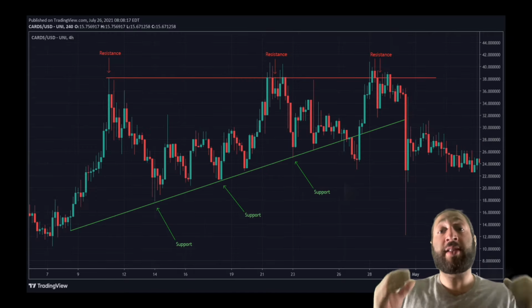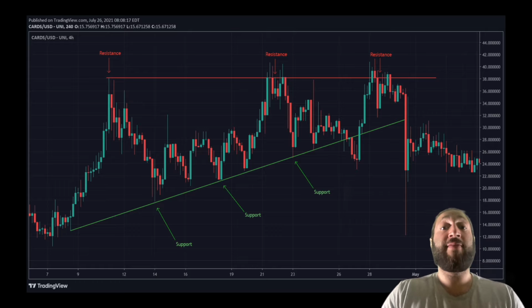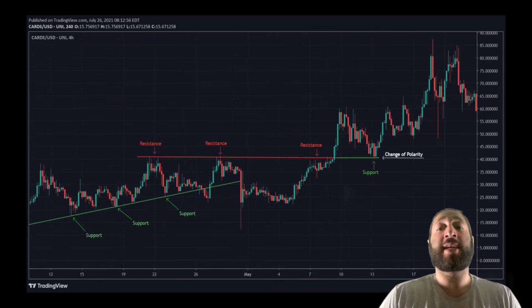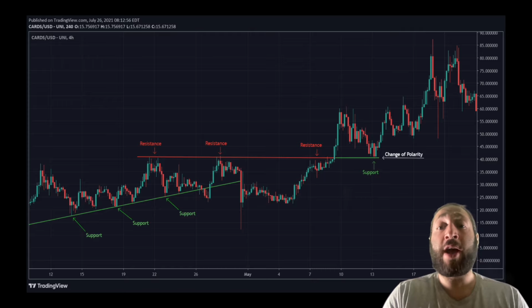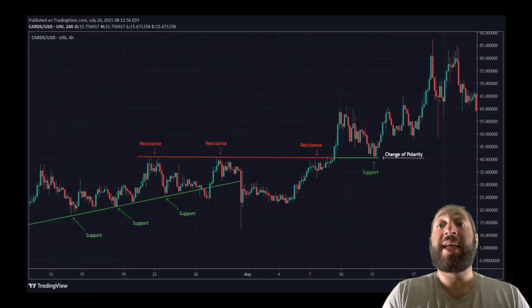And then we zoom out a little bit more and you can see that resistance was formed, so you can actually cover or sell short right here, and same thing here. And if we actually zoom out a little bit more on the same chart, you can see that the prior resistance turned into support. That's a change of polarity, and these are actually some of my favorite trading setups and are very profitable. As you can see, it launched upwards after.